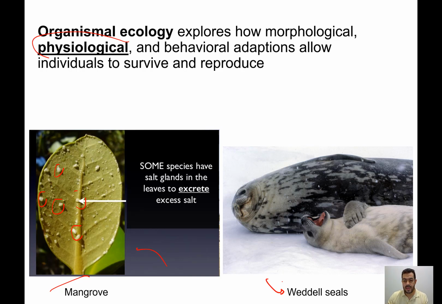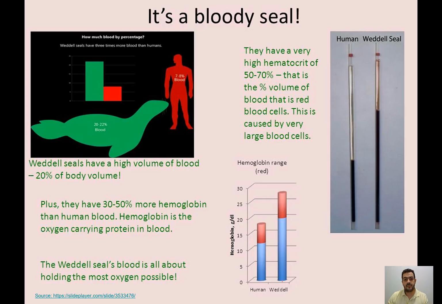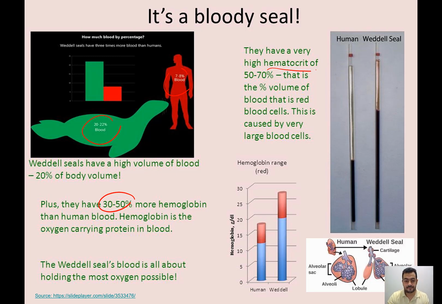So how they manage to do that, we will see many physiological adaptations. It is all connected with having the maximum amount of oxygen. So they have a higher percentage of blood than us humans. Number two, they have a higher percentage of hemoglobin. They have a higher percentage of hematocrit. So it's all about having higher capacity to fill their blood and their lungs with oxygen in order to dive that deep.